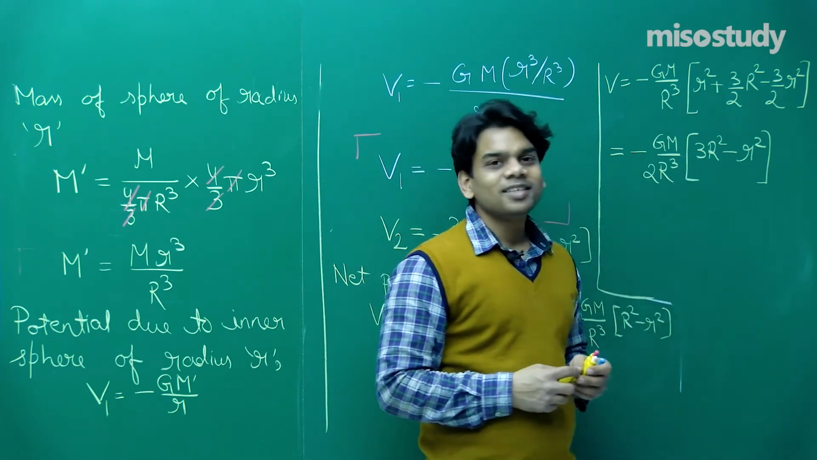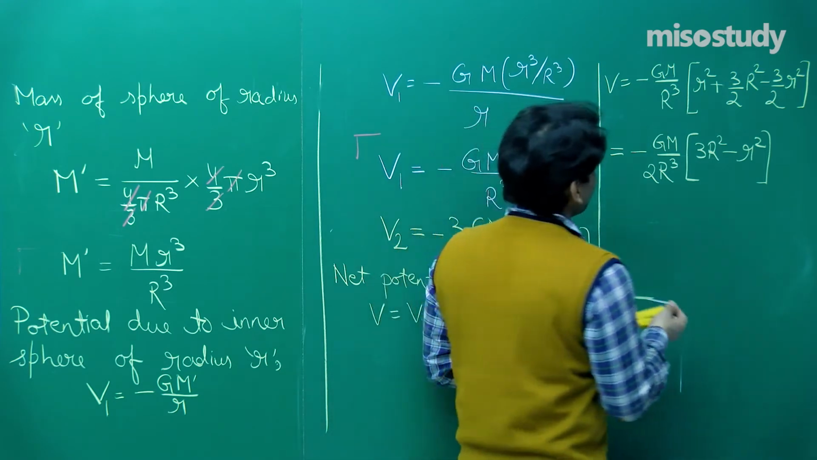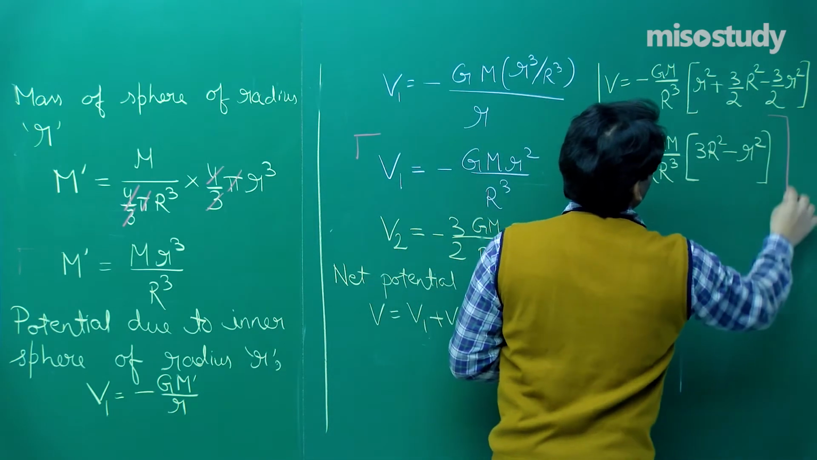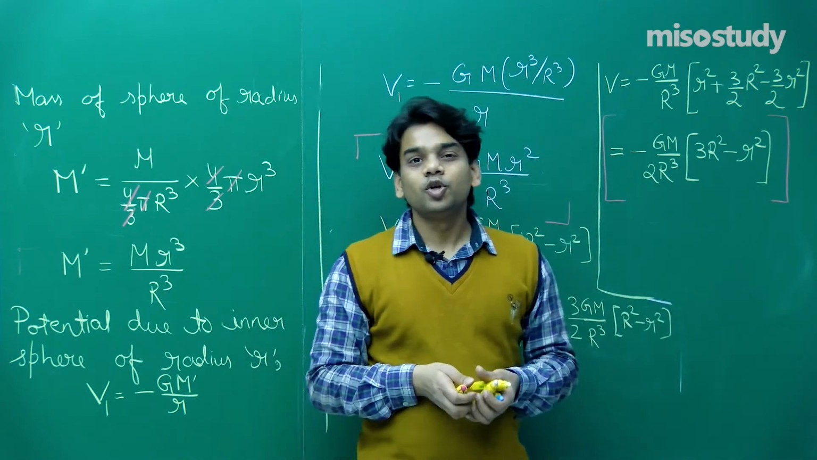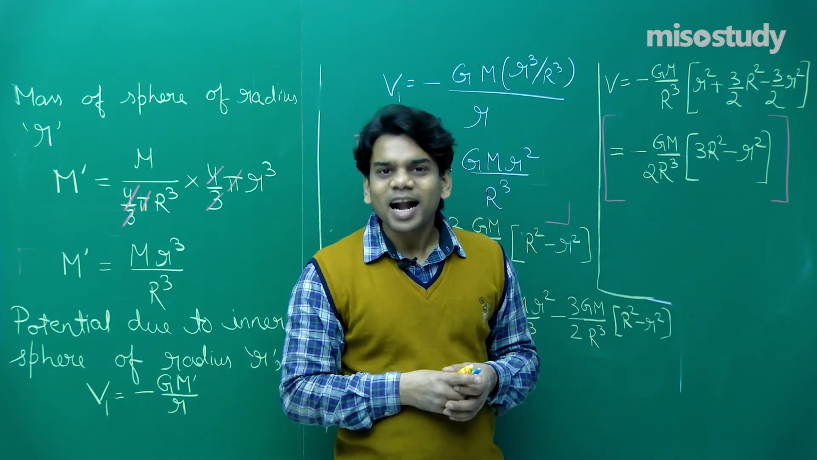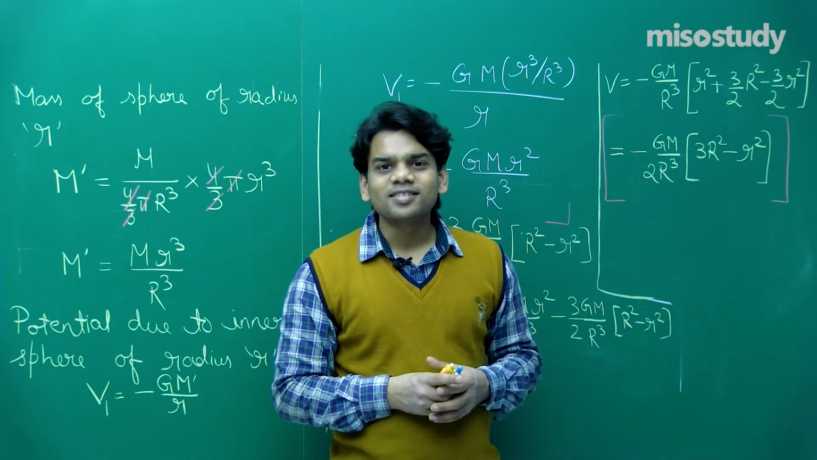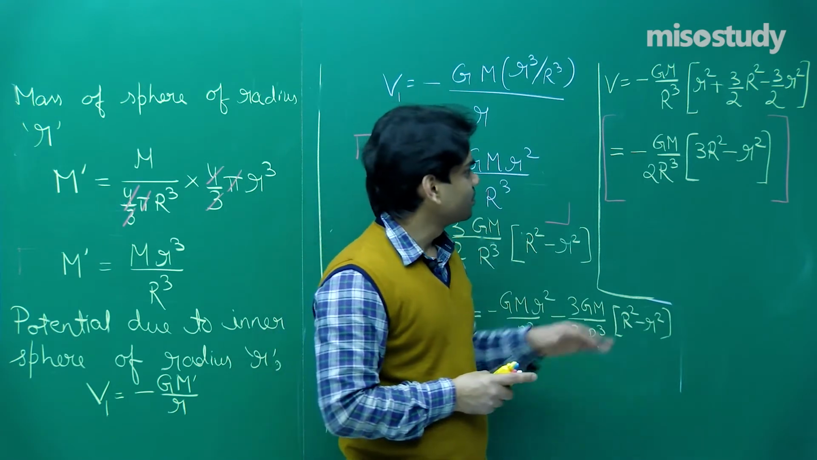You can easily check that. So what I'm going to do, I'm going to encircle this so that you may remember the formula. This is the final value of potential due to the entire solid sphere at an internal point somewhere at a distance r from the center of the solid sphere.